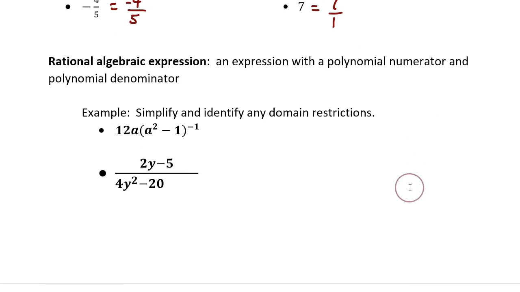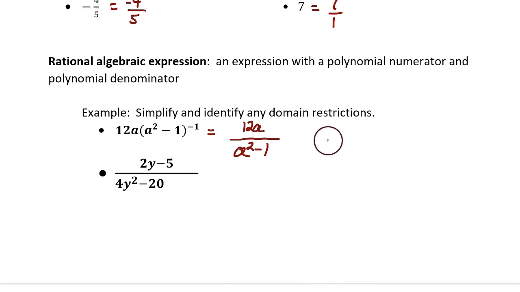A rational algebraic expression is an expression with a polynomial numerator and a polynomial denominator. Here are some examples. Simplify and find any domain restrictions. At first glance, this doesn't look like a fraction, but because of the negative exponent, it is. This is equivalent to 12a divided by a squared minus 1, using the theorem from the previous section, that a negative exponent is equivalent to a reciprocal with a positive exponent.